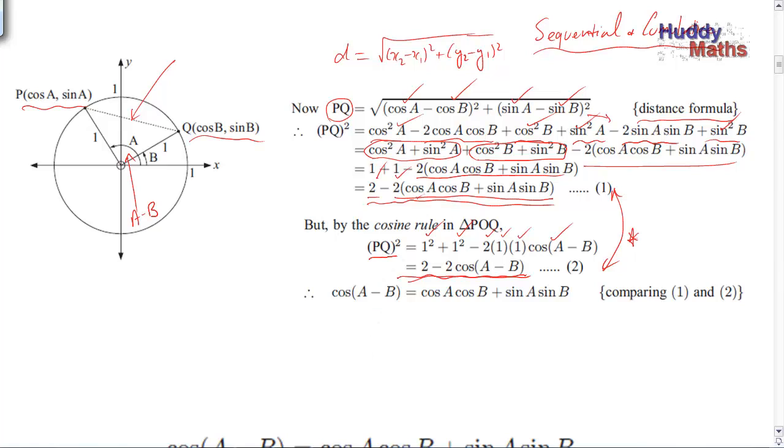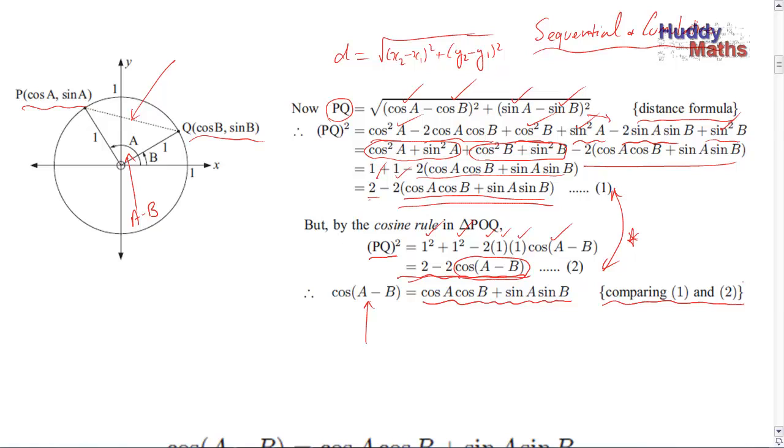So guess what? We can say this term has to equal cos of A take B, because 2 times, twice the cos of A take B, is equal to 2 times, twice this expression. So therefore we can deduce that cos of A take B is cos A cos B plus sine A sine B. Comparing and equating 1 and 2, just put them equal and see that this is the result. Wow, that's complicated. Can we use that now?